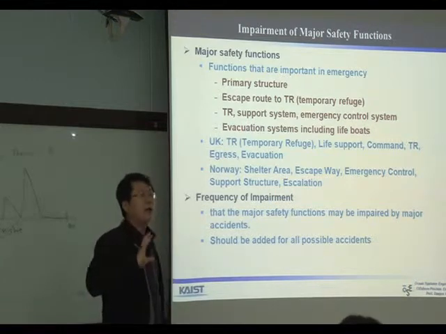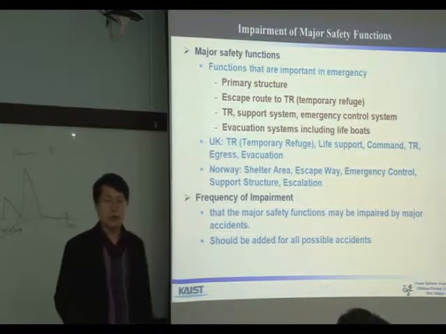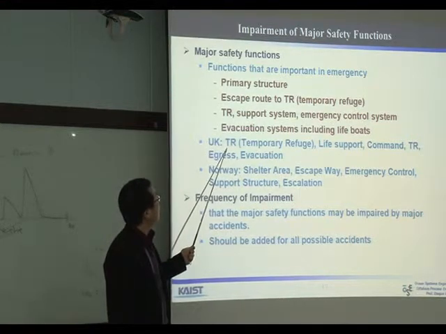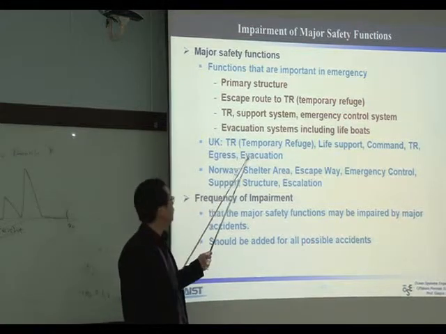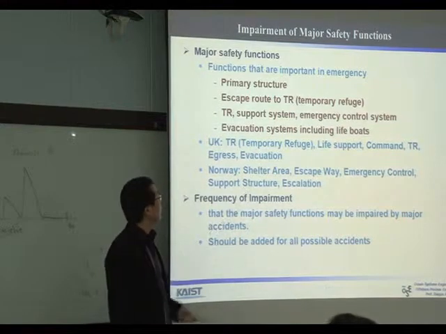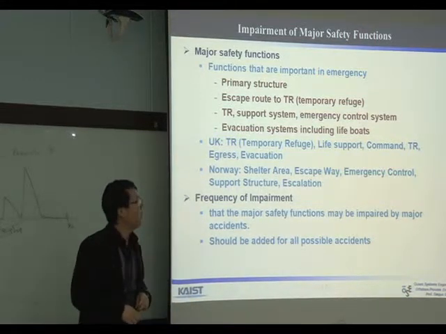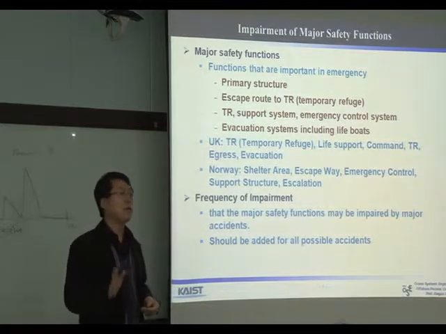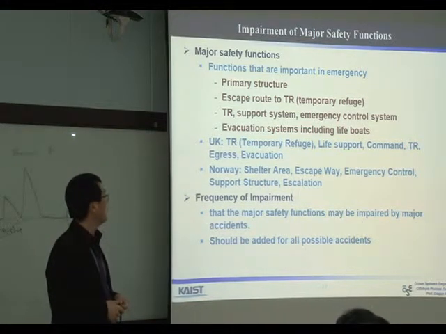But there are some kinds of regulations. The regulation is different from country to country. In the UK, the major safety functions are TR, life support, command, TR egress, and evacuation. In Norway, the sheltered area is the TR, along with escape way, escape route, emergency control, support structure, and preventing the escalation. So there are specific rules. They are different from each country.